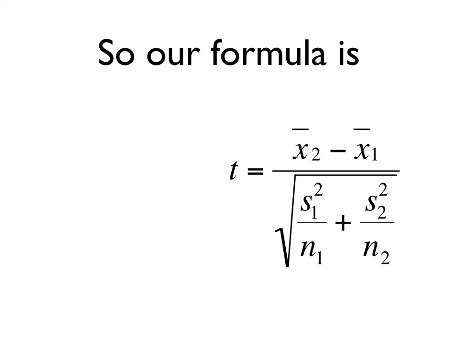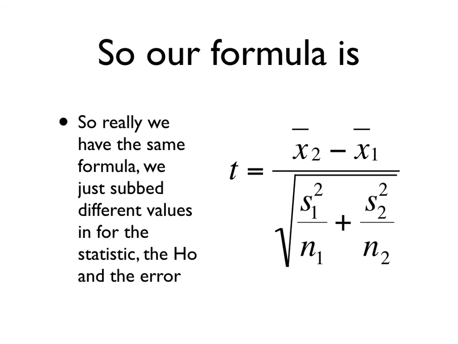Conventionally, you put the bigger one first, because you need a positive value. It doesn't really matter. Divided by the square root of the following quantity, s squared sub 1 divided by n1 plus s squared sub 2 divided by n2. So it's the same formula all the time. We've just added different values in for the statistic, for H0, and the error. Technically it's x bar sub 2 minus x bar sub 1, minus the quantity mu1 minus mu2, which should be 0, so I'm just going to leave it out.